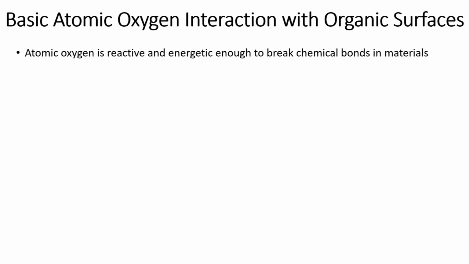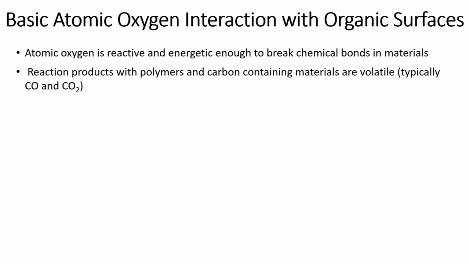So, we have seen that atomic oxygen is very reactive and energetic enough to break chemical bonds in materials. And what does it do? The reaction products with polymers and carbon containing materials are volatile, so that can create, for example, carbon monoxide or carbon dioxide.